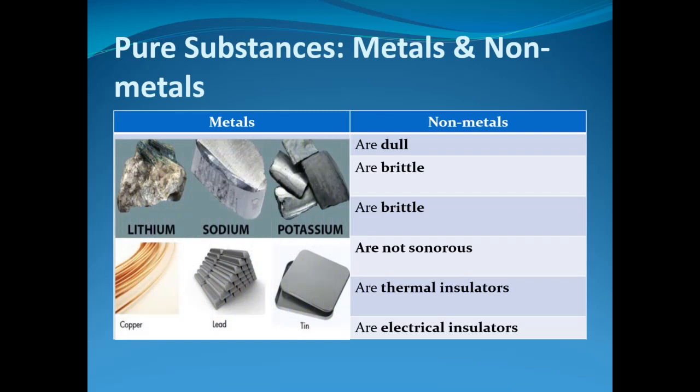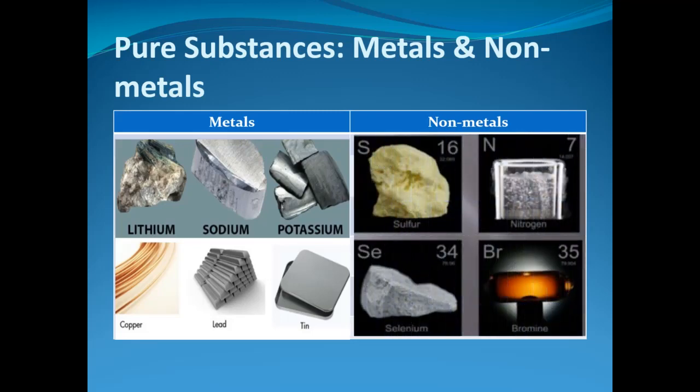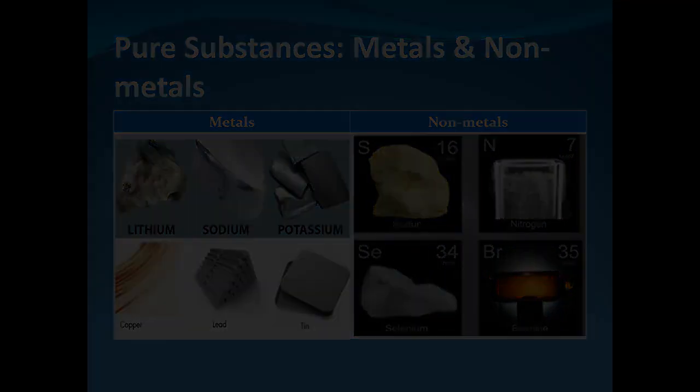So here are some more examples of metals: lithium, sodium, potassium, all in group 1, copper, lead, and tin, which are transition metals. Here are some non-metals: sulfur, nitrogen, selenium, and there is bromine. Bromine is the second liquid element on the periodic table.